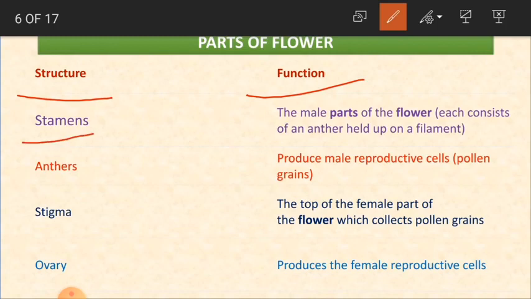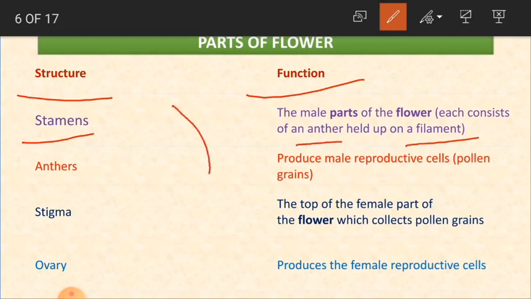What are stamens? The male parts of the flower. Each consists of an anther held up on a filament. So stamens, I said, come under male parts. This male part of a flower consists again of two parts. What is that? Anther and filament.